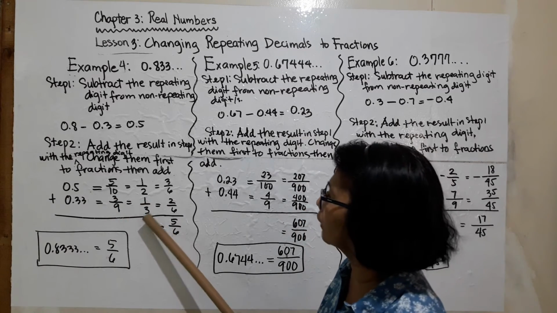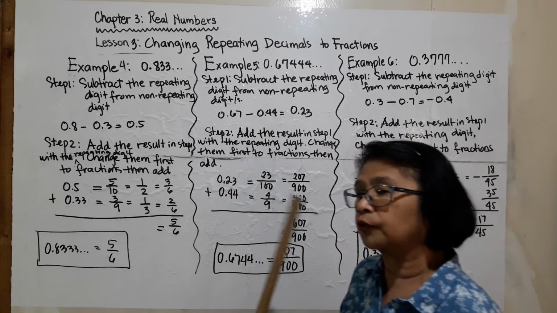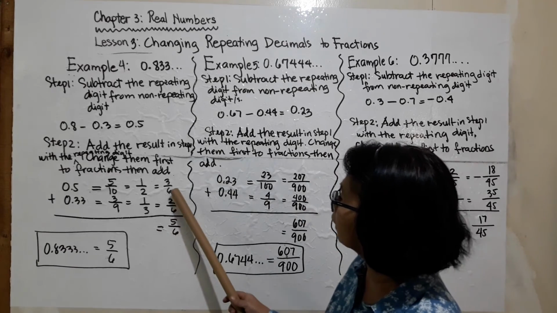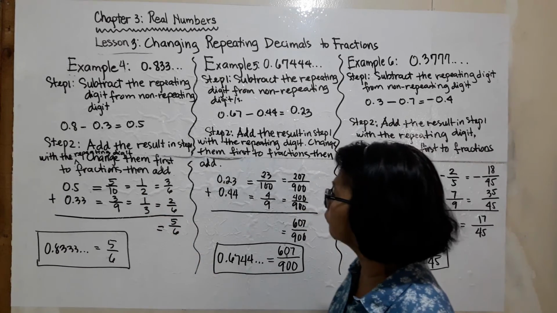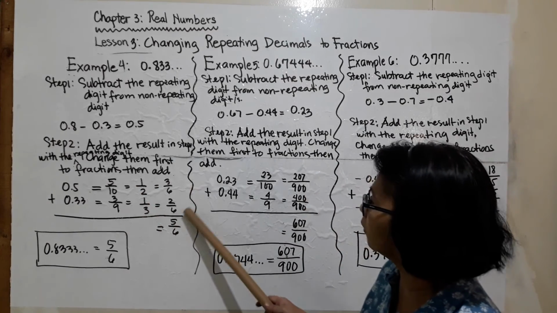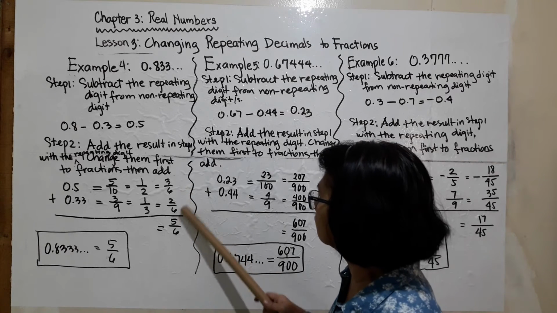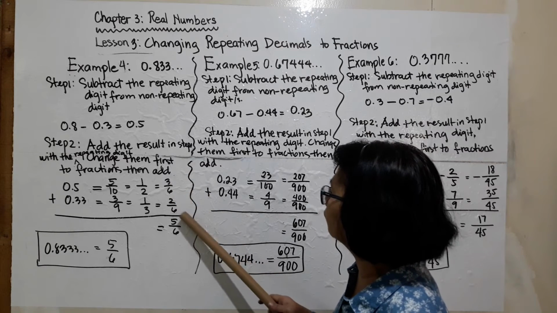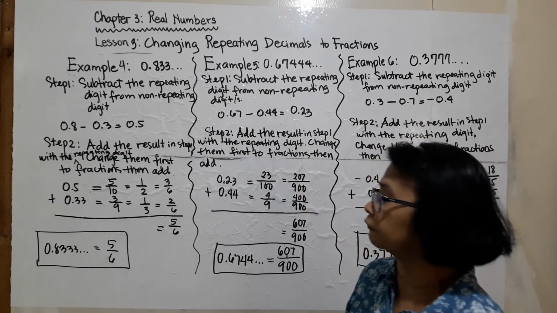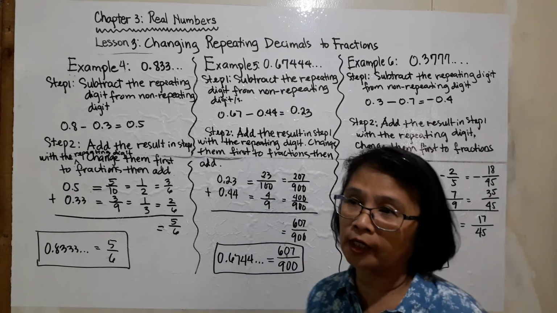But I could not add 1/2 plus 1/3 because they are not similar. So we have to use the LCD to change them to similar fractions. And the LCD is 6 between 2 and 3. So changing 1/2 and 1/3 to similar fractions, they are now 3 over 6 and 2 over 6. So 3 plus 2 is 5 over 6. So 0.8333 is equal to 5 over 6. Understood? Okay.